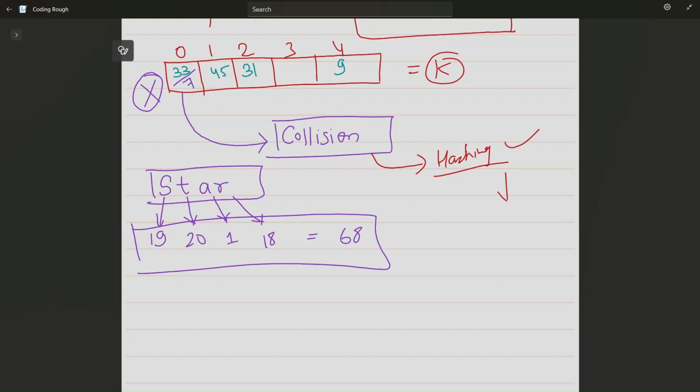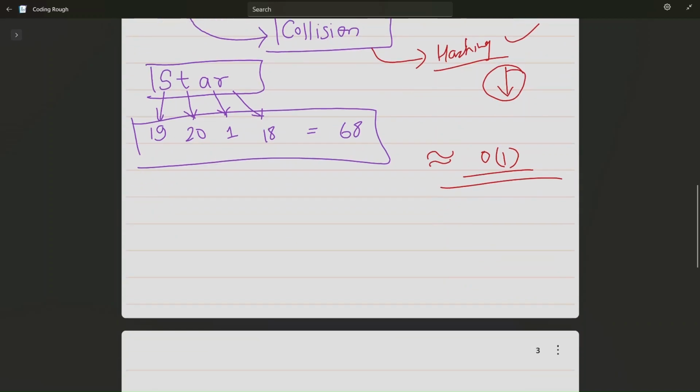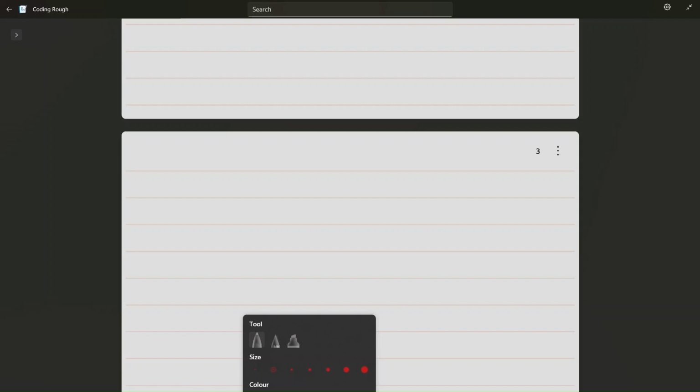Now, when we are expecting that the array will store at least one value, the time complexity to search any value will be near O(1). So now let's move on. What I'm trying to say is, what happens when we have two different values at the same index.